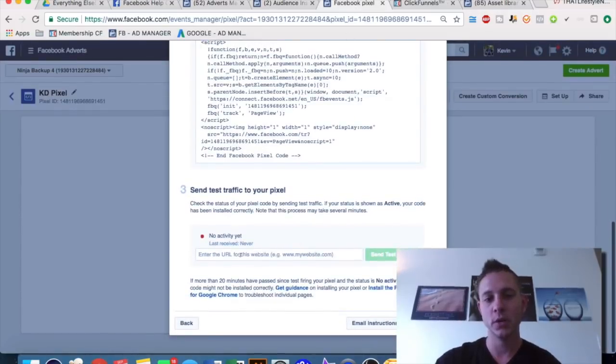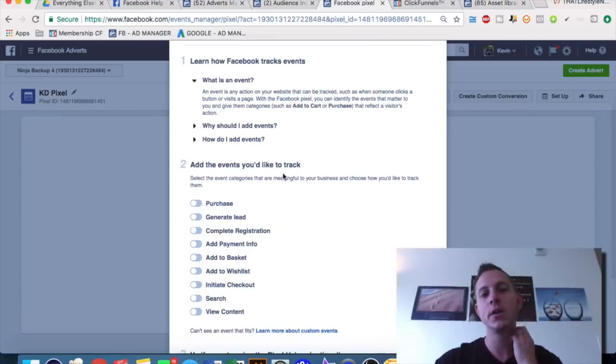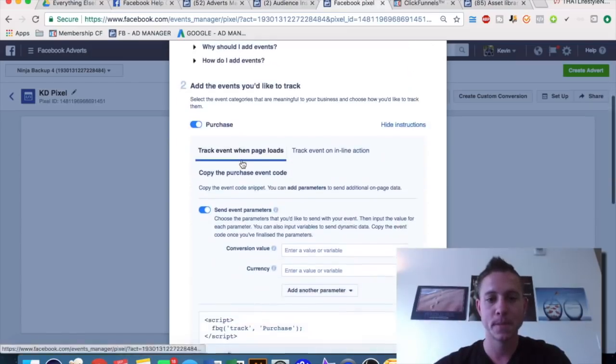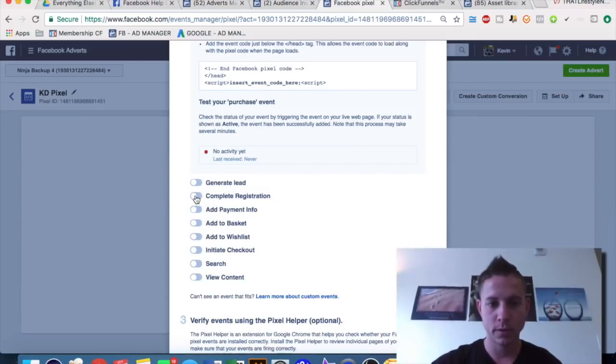And then you can send test traffic to your pixel just to see if it's working, which is quite easy to do as well. But we're not going to do that right now. What we are going to do is talk about events, right? So an event is any action on your website that can be tracked, such as when someone clicks a button or visits a page. With the Facebook Pixel, you can identify the events that matter to you and give them categories, right? So we're going to do purchase. Purchase is very important. We are going to do complete registration.